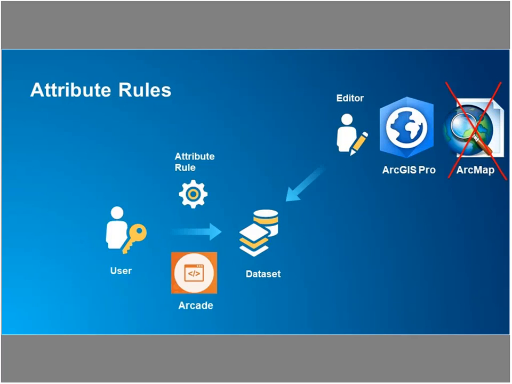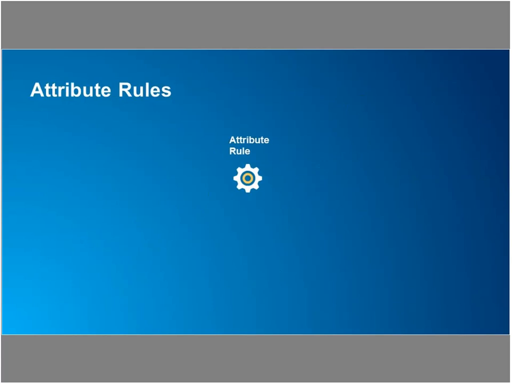Attribute rules are defined using the Arcade scripting language. Arcade is the cross-platform scripting language for the modern ArcGIS platform. It's portable, meaning scripts from ArcGIS Pro can work in a web map, and scripts from a web map can work on a mobile device. In order to understand attribute rules, you need to understand the two basic components that make up an attribute rule. These are the triggering events and the rule type.